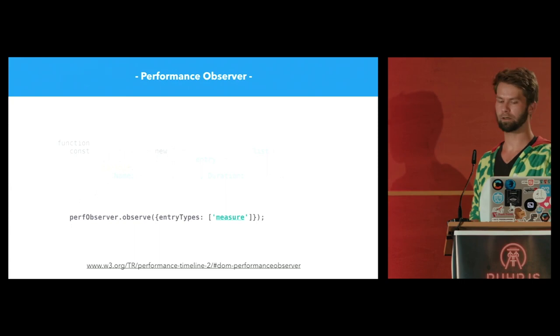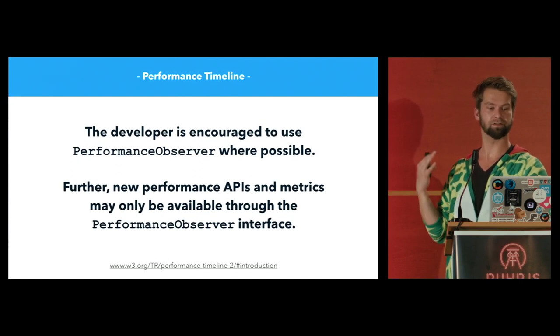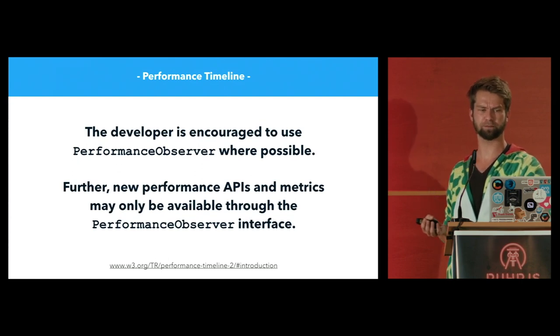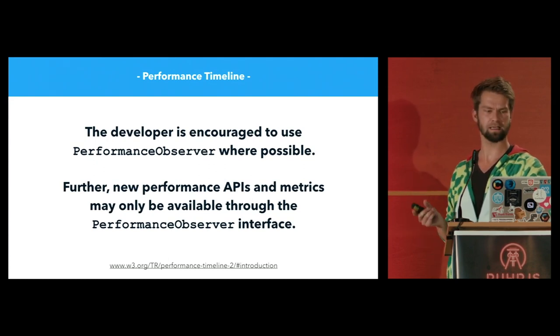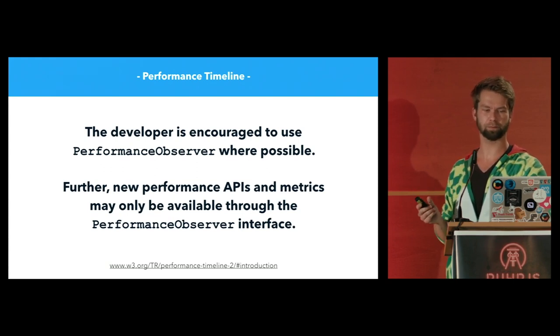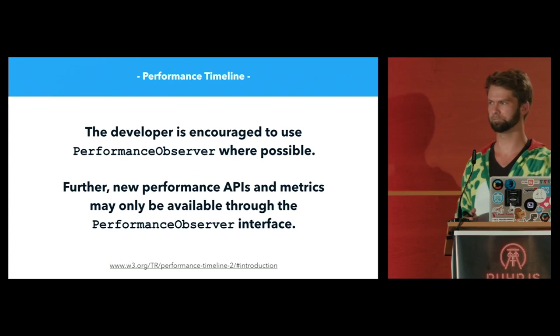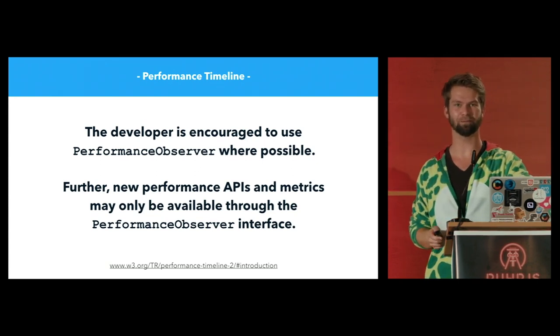And this is really comfortable. When you read the spec about the performance timeline and the performance observer, it says that the developer is encouraged to use the performance observer where possible. I can deal with that. But then there is a second sentence which tells us, further, new performance APIs and metrics may only be available through the performance observer interface. Hmm. What metrics are we talking about here?